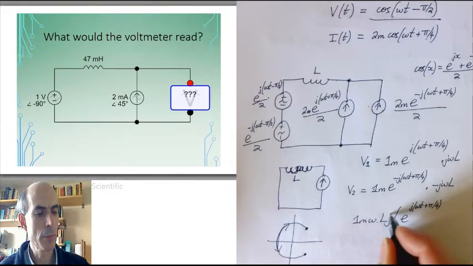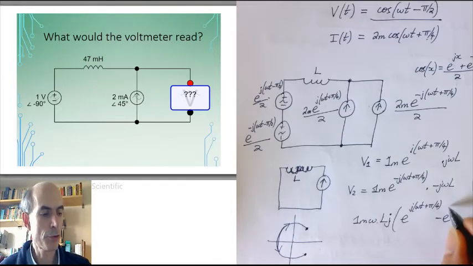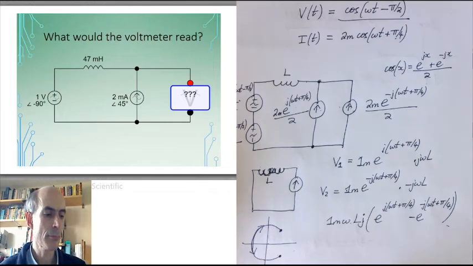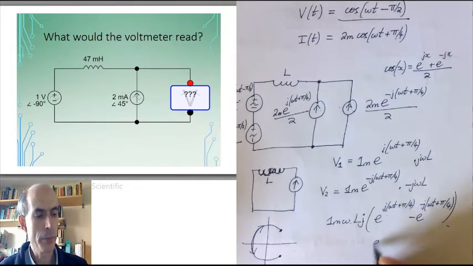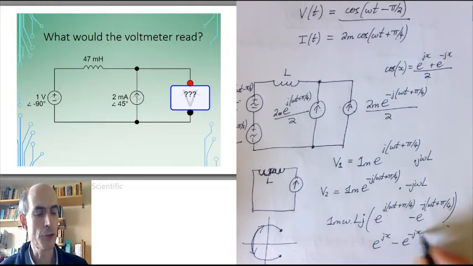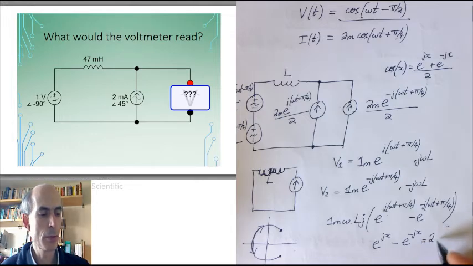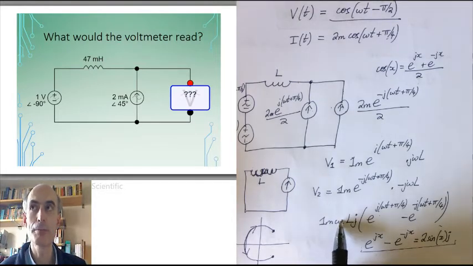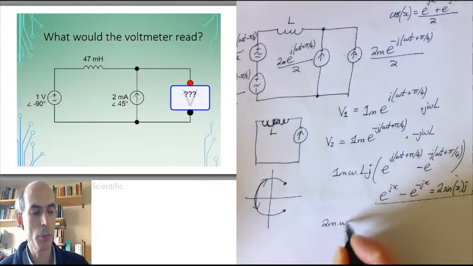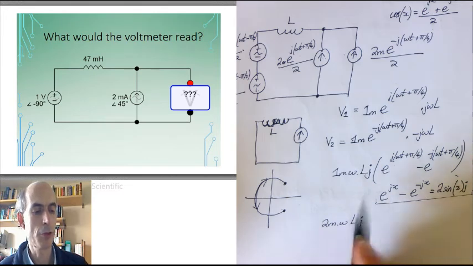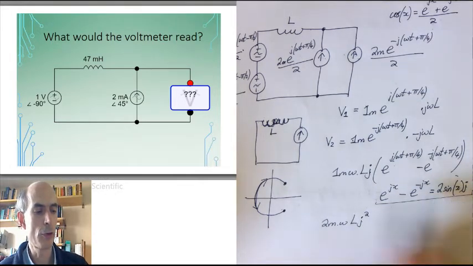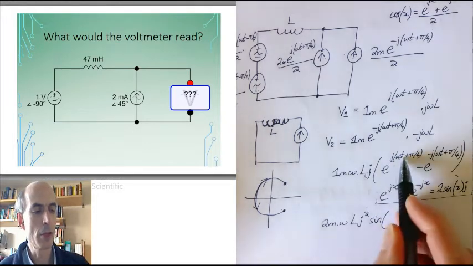I'll take the j outside the bracket as well, minus e to the power of minus j omega t plus pi over 4. Now, this is in the form e to the power of jx minus e to the power of minus jx, and that is equal to 2 sine x times j. Using that result, I can express the contribution of the current source to the voltage as 2 milli times omega times L times j, plus another j from this j, j squared, times 2 sine, I put the 2 in already, times sine of omega t plus pi over 4.